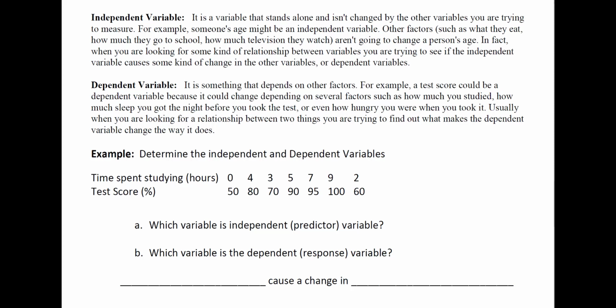Dependent and independent variables. The independent variable is a variable that stands alone and isn't changed by other variables you are trying to measure. For example, somebody's age might be an independent variable. Other factors such as what they eat, how they go to school, how much television they watch, aren't going to change a person's age.